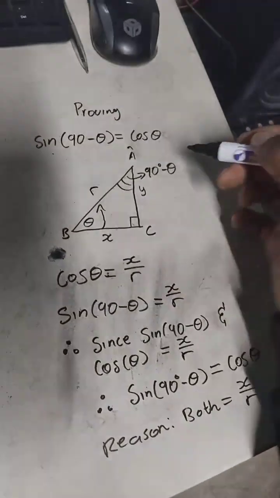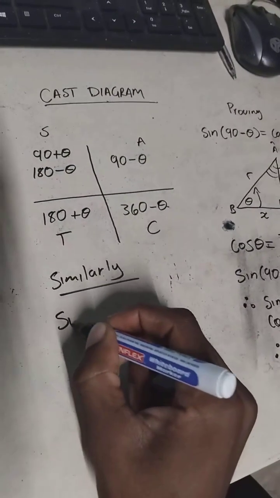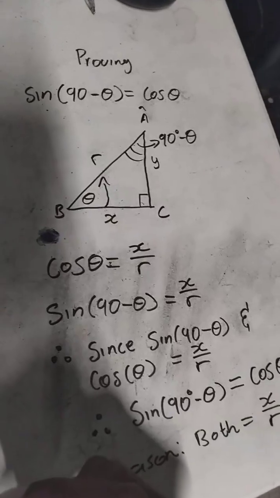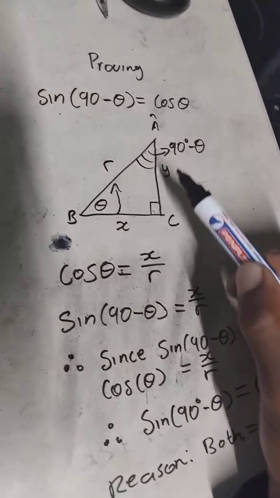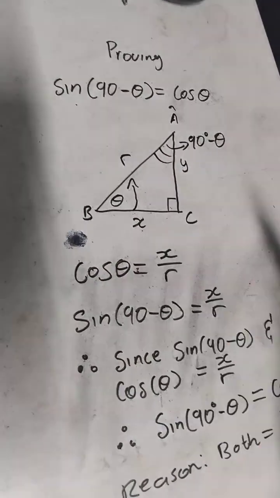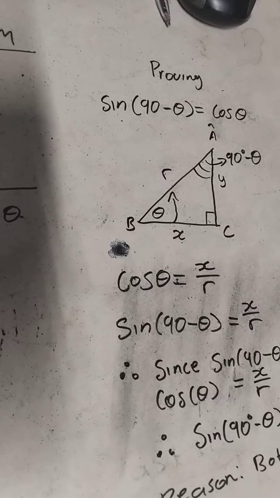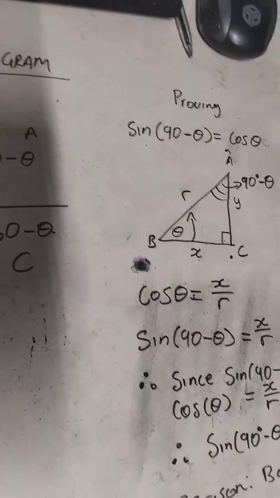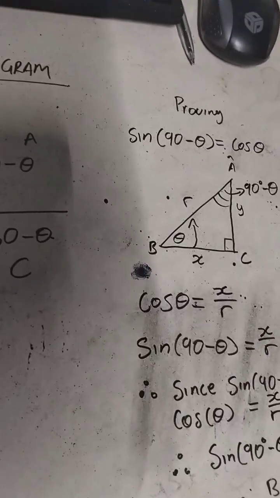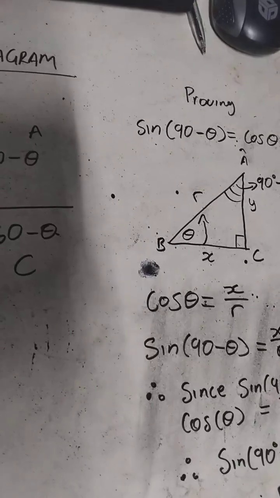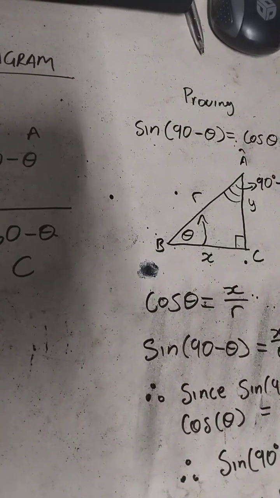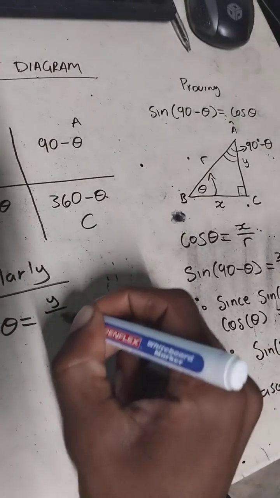So similarly, we can do the same thing with sine. What is sine theta equivalent to relative to our diagram there, in terms of x, y, and r? Can I get a confirmation? Thank you very much. It means it's indeed y over r.